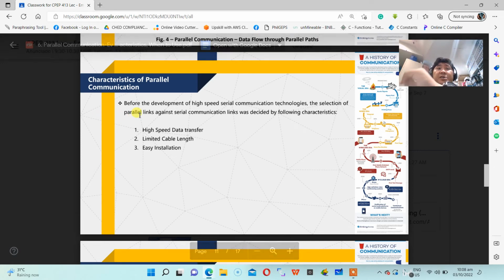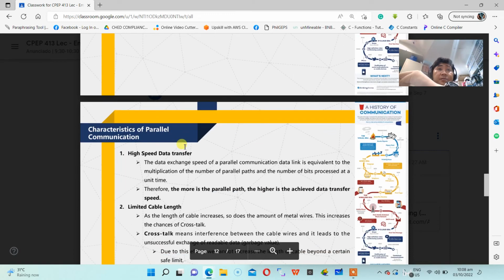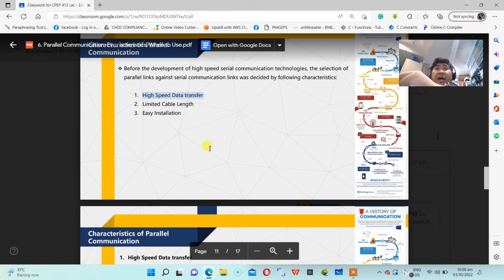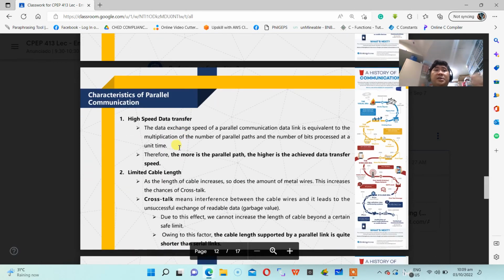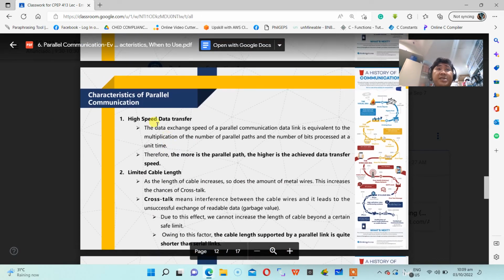Number one, before the development of high-speed serial communication technologies, the selection of parallel links against serial communication links was decided by the following characteristics: high-speed data transfer, limited cable length, and easy installation. You need to address these: you need high-speed data transfer while solving the limited cable length, and it should be easy to install. So the first characteristic of parallel communication is high-speed data transfer.